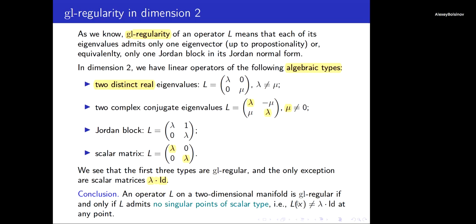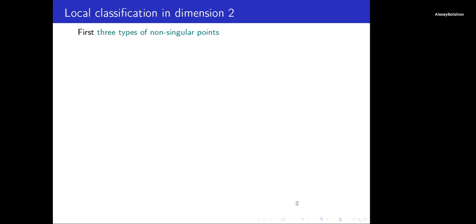So let's go. Our goal is to describe all local normal forms for such operators. We call these operators GL regular, but still we remember that such operators may admit singular points where the eigenvalues collide, and our matrix from kind of diagonalizable becomes a Jordan block.